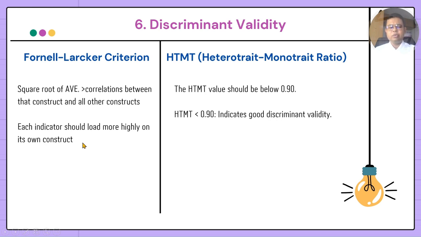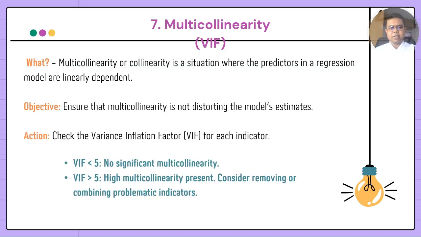Maybe you will face some problems when I'm reading it, but when you practice it, I will make it clearer. On the other hand, the HTMT value should be less than 0.9, I mean less than 90%. For the multicollinearity check, we will check the VIF value.